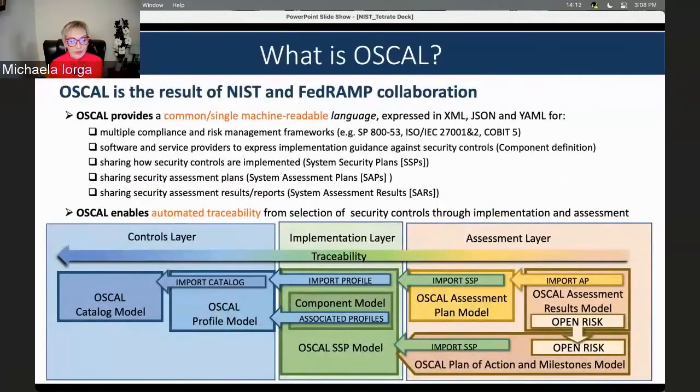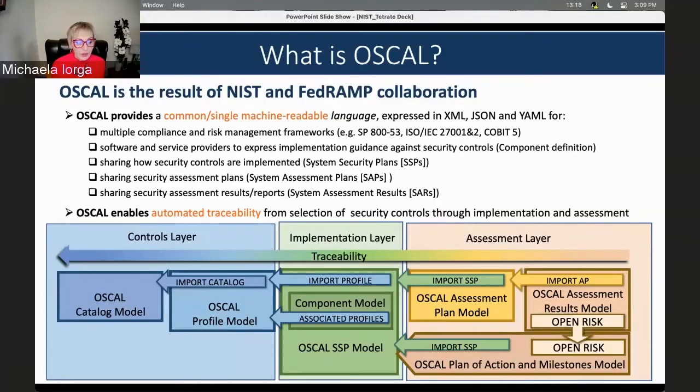Next, please. So NIST and FedRAMP embarked on a collaboration about 4 years ago to provide a common single machine readable language expressing XML, JSON, and YAML for multiple compliance and risk management frameworks like SP 800-53, ISO/IEC 27001 and 2, and COBIT 5. The sky's the limit here. We want a language that software and service providers can use to express implementation guidance against security controls, and which can be also used to share how security controls are implemented in system security plans. We want to be able to express security assessment plans and assessment results.